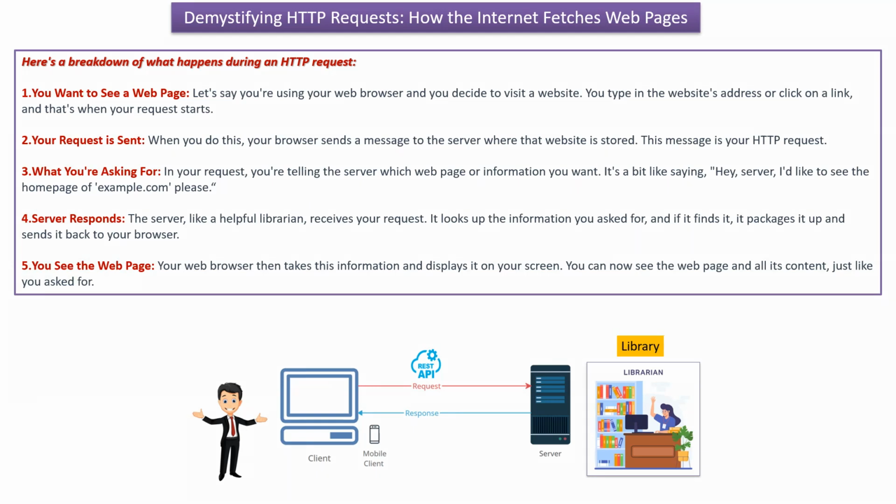The third step is what you are asking for. In your request, you are telling the server which web page or information you want. It is like saying, "Hey server, I would like to see the homepage of google.com please."